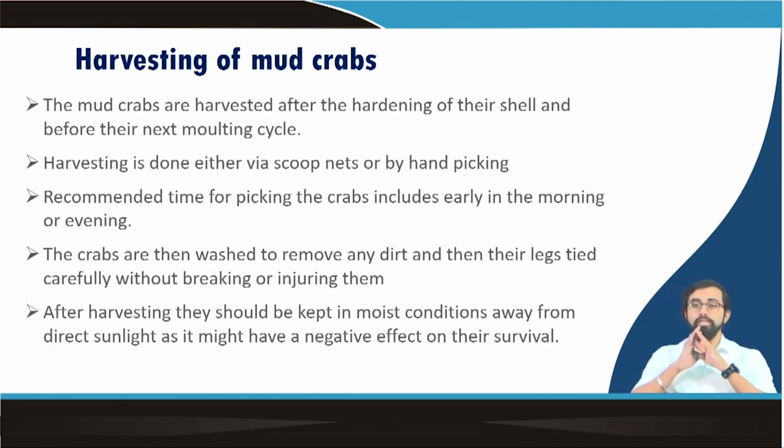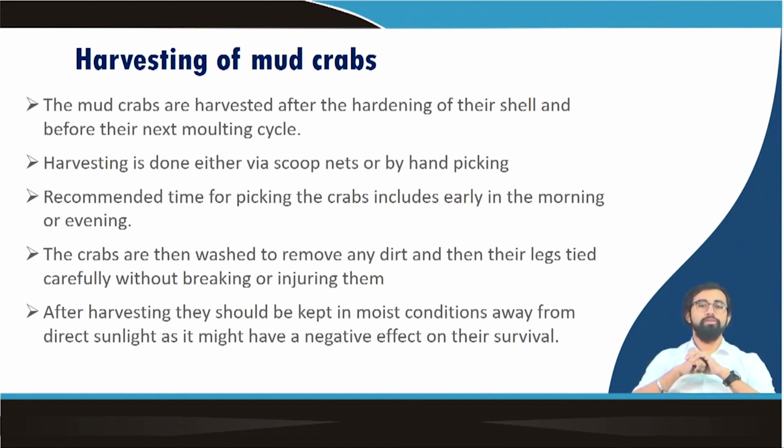Once everything is done, the crab reaches its mature stage. How to harvest it from the system? There are different methods available for harvesting mud crabs. Mud crabs are normally harvested after their shell has hardened and just before their next molting season. It is done by using scooping nets, or by simple hand picking if you have a small farm. It is recommended to pick the crabs in the early morning or the evening, when they are less active.